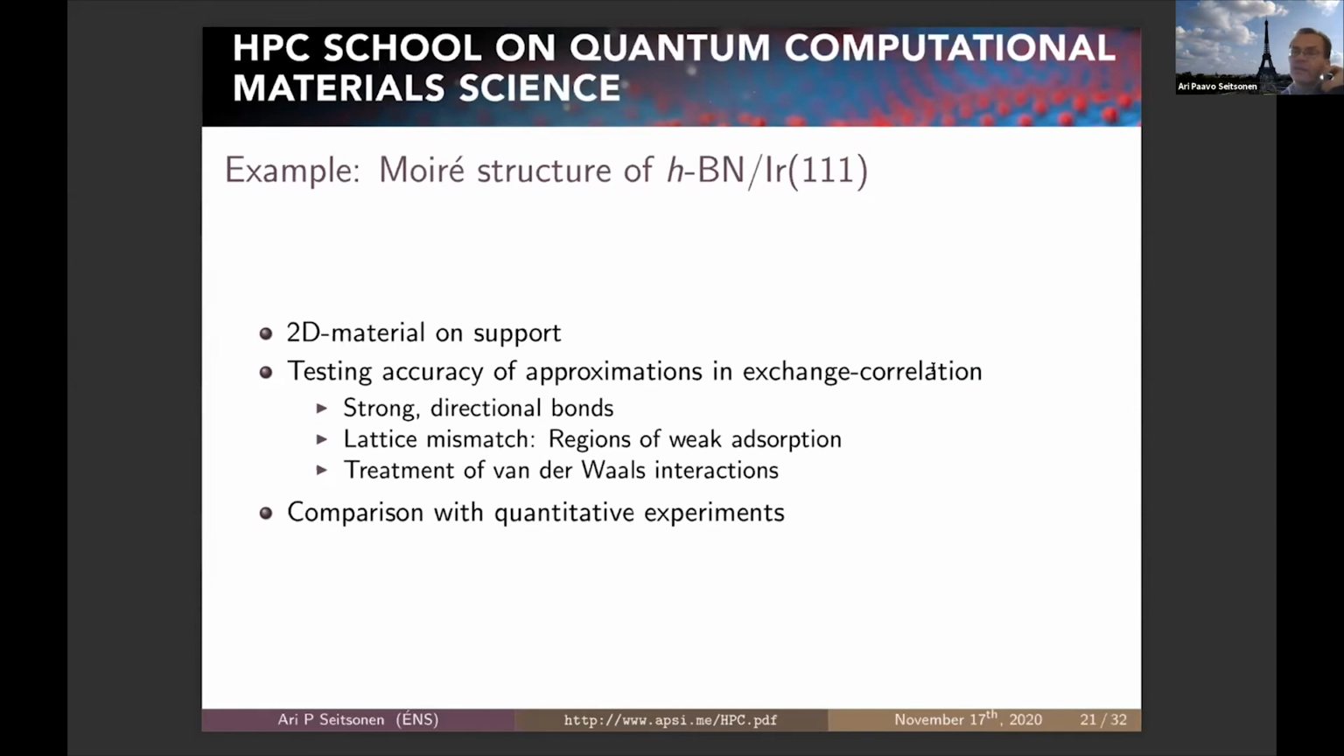And we use this model system of hBN on iridium because we have both strong directional bonds, mainly the nitrogens forming with the iridium, and then we also have weak van der Waals interactions. So now we have an interplay between strong and weak interactions. And then depending on the exchange correlation, we might describe the system better or worse. And then we want to compare with quantitative experiments.